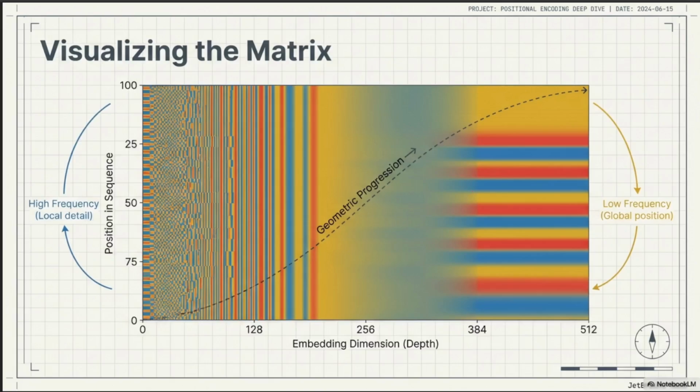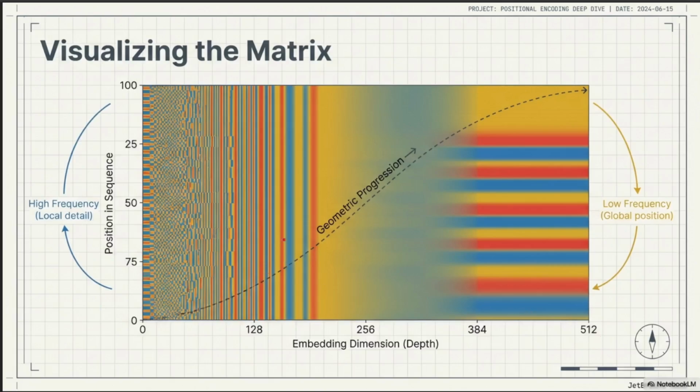This brings us to the very famous visualization found in the transformer paper, the positional encoding matrix. Here, the y-axis is the position in the sequence, let's say from 0 to 100, and the x-axis is the embedding dimension, 0 to 512.